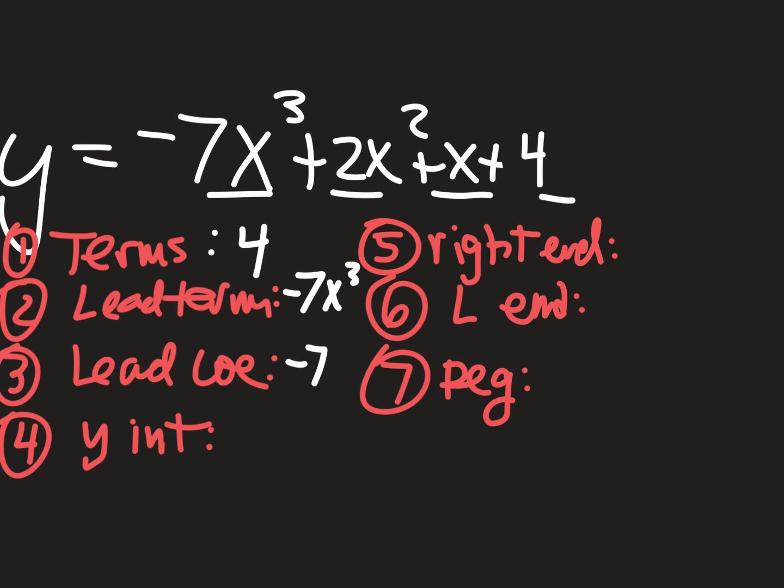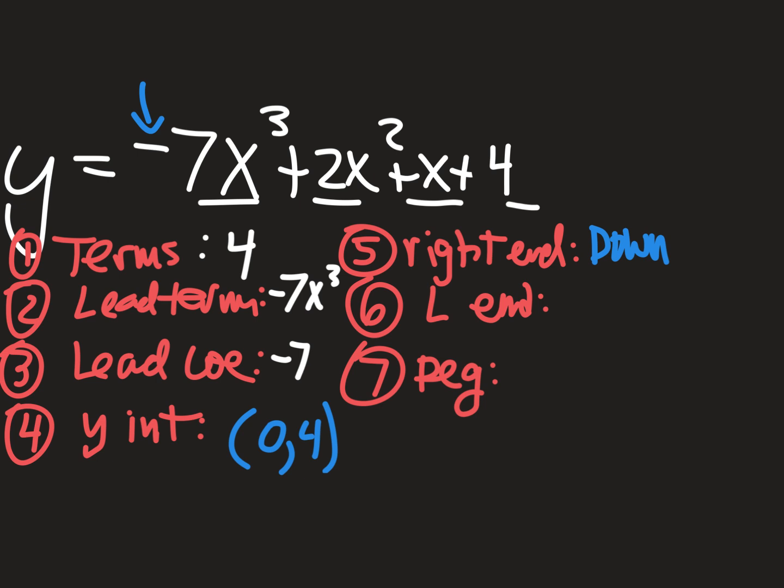Hadley, that's you. What's the y-intercept on this one? 0, 4. Ooh, I love that you didn't just say 4. The y-intercept has x equal to 0, so 0, 4. Nice. The right end, Hadley, up or down? Up. Unfortunately not. This negative here tells you it's down on the right. I know it's kind of counterintuitive because it's on the left side of the equation, but that tells you the right end is down. All right, Carlos, the left end.